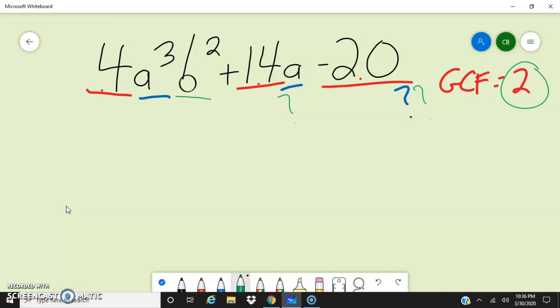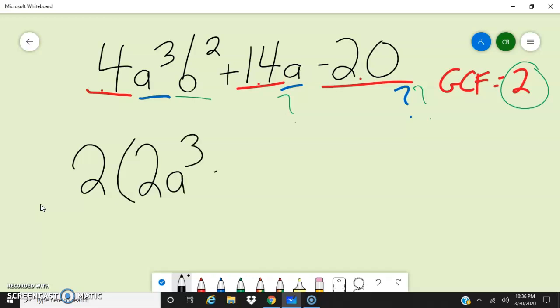So if I factor out the 2, GCF of 2, now all I'm going to do is divide. So here we go. I have 4 right here. 4 divided by 2 is 2. And since I don't have any a's or b's in front of this as a GCF, I'm just going to bring those down. So a cubed, b squared.